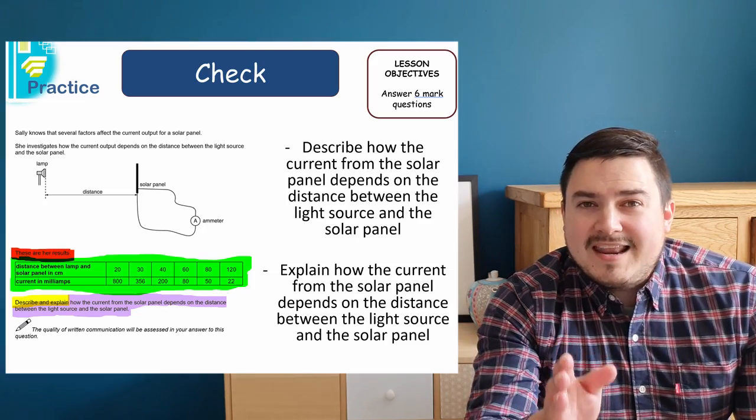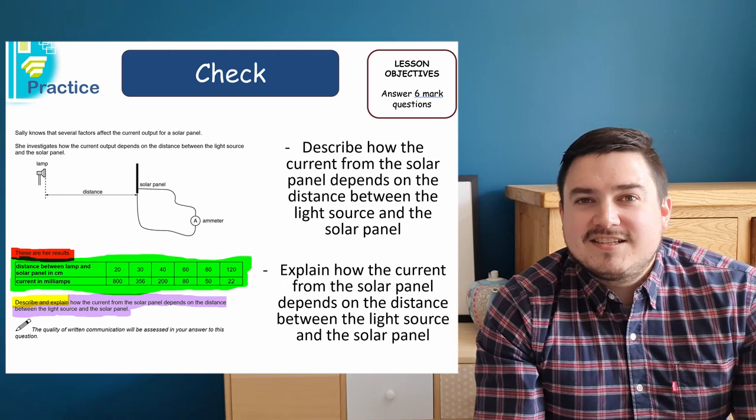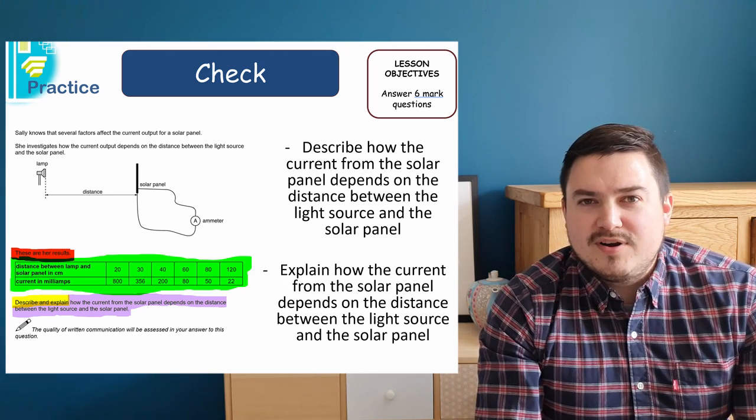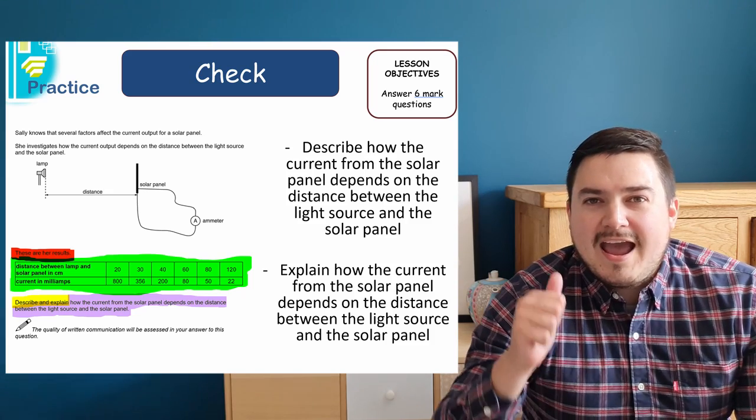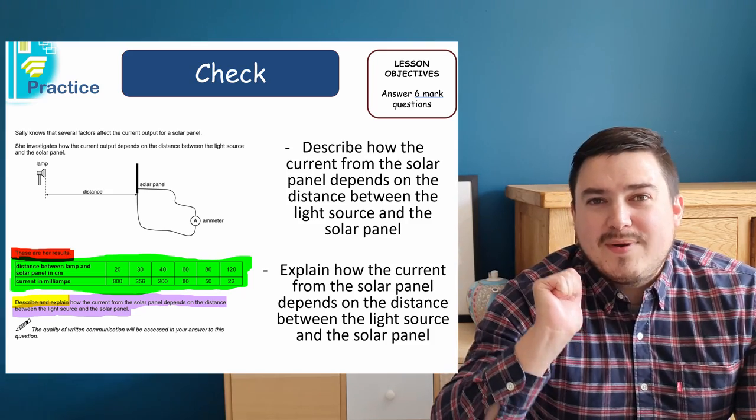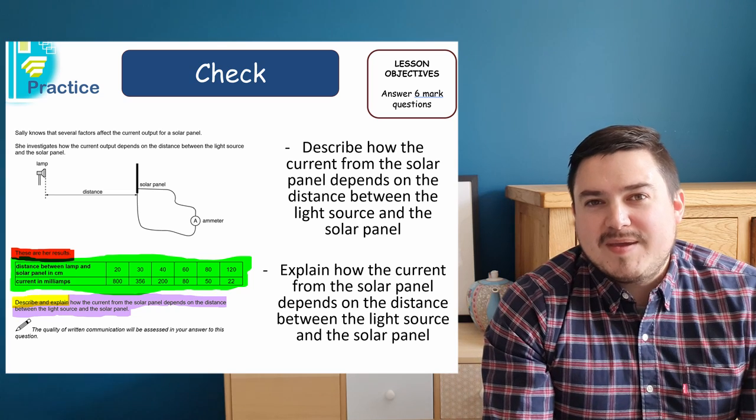Great. Now, the last step then, once you've answered it, is to check your answers. Read back through what you've written and double check that you have answered both the things it tells you to. Have you described a relationship? Have you explained why that relationship is what it is?